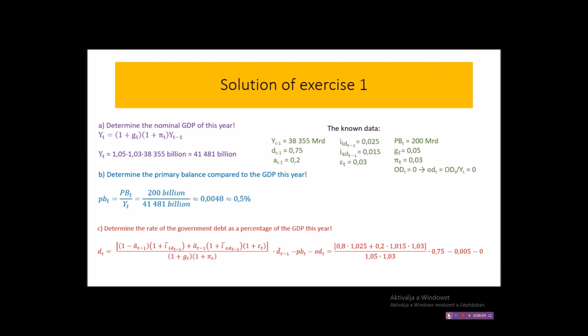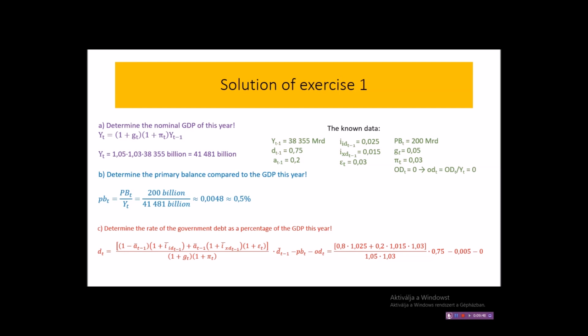It is divided by 1 plus gt multiplied by 1 plus pt, which is 1 plus 0.05 multiplied by 1 plus 0.03. The whole fraction is multiplied by 0.75, the government debt as a percentage of GDP from last year, and finally we subtract 0.5%, the primary public balance ratio of this year, and if there were any other factors that influence the government debt, it also had to be subtracted. These other factors could be, for example, privatization, one-time revenues or expenditures, and so on. However, in this exercise, these were considered as zero.